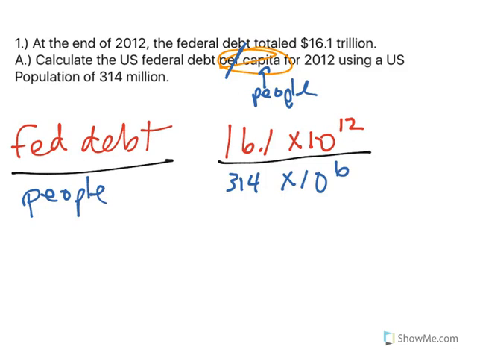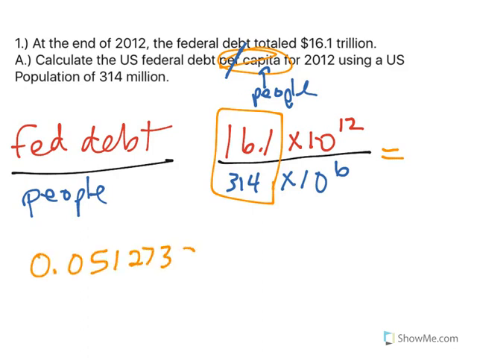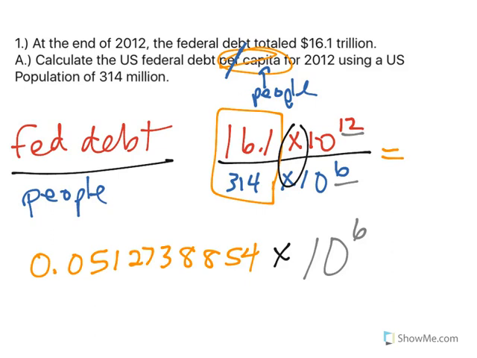Now, when we go ahead and divide this, if we first just divide 16.1 divided by 314, our calculator is going to spit out 0.0512738854. It's beautiful, right? Then we have our times. And if you recall, when you divide with the same base, in this case our base is 10, we subtract our exponents. And 12 minus 6 is 6. Now that's a great number in scientific notation here.